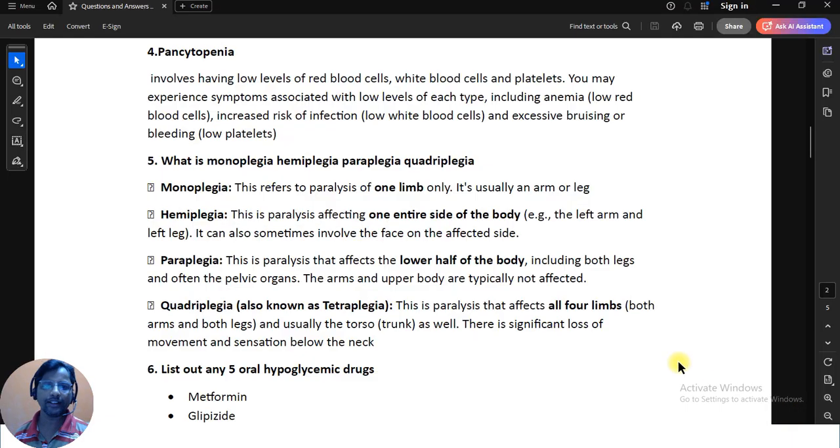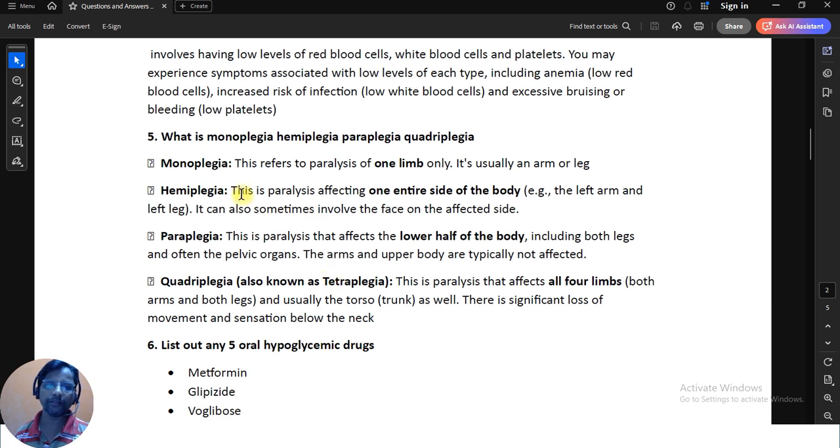Next we have: what is monoplegia, hemiplegia, paraplegia, quadriplegia? These are common interview questions. Monoplegia refers to paralysis of one limb. Mono basically means single. It might be an arm or a leg. Hemiplegia is paralysis affecting one entire side of the body, for example, left arm and left leg, or right arm and right leg.